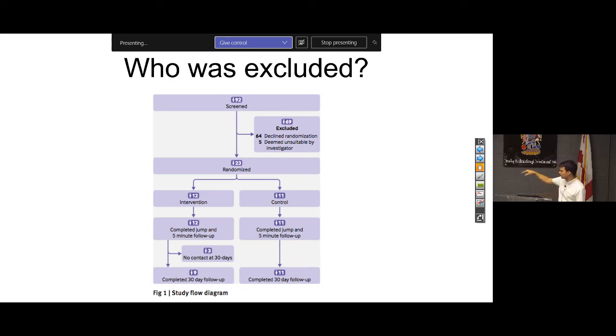And then so 23 were randomized. 12 people got a parachute. 11 got an empty backpack. They all jumped out. And then for death and injury, that was the primary outcome measure. They had some secondary outcome measures that they did at 30 days. And the fact that there was loss to follow-up here, that's something you always want to think about when you look at a paper. How many people were excluded? How many people were lost to follow-up? Because those can always impact your results. But for death and trauma, everybody was able to be assessed.